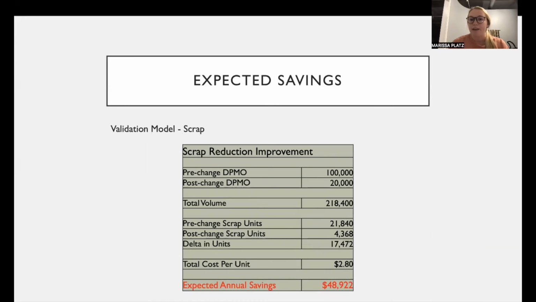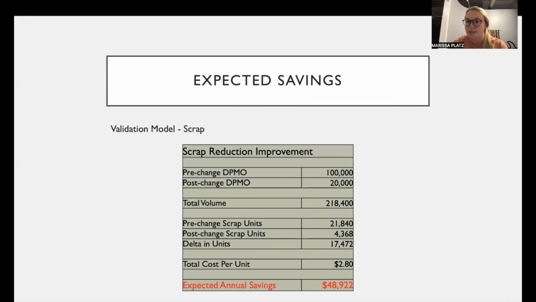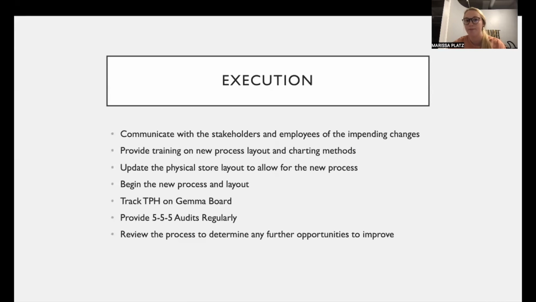We also have an expected savings from the scrap portion, which comes from our pre-change scrap units of 21,840 down to 4,368. If we have a total cost per unit of 2.8, our expected annual savings on this front is $48,922. So overall, we're gaining over $260,000, which is great for the company compared to the loss of 120.